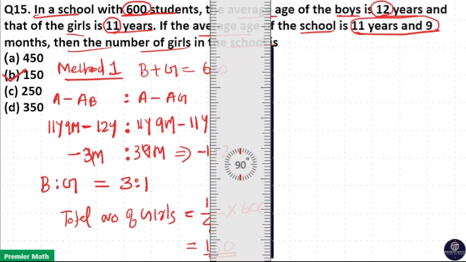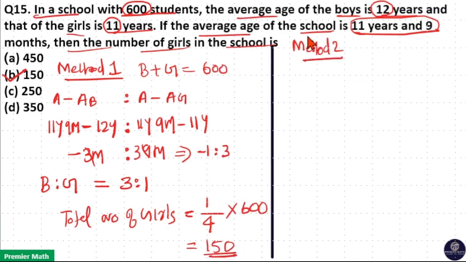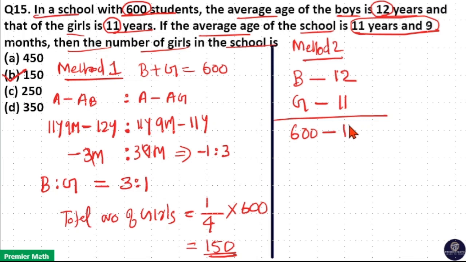Now the second method is shortcut method. Here number of boys is B and average of boys is 12 years. Number of girls is G and average of girls is 11 years. And total number of boys and girls is 600. And average of this 600 students is 11 years and 9 months. Now you can see 11 is common. So I will write this 12 as 11 plus 1.